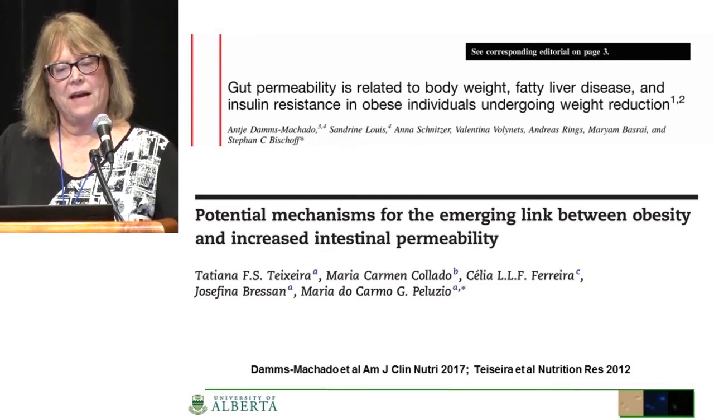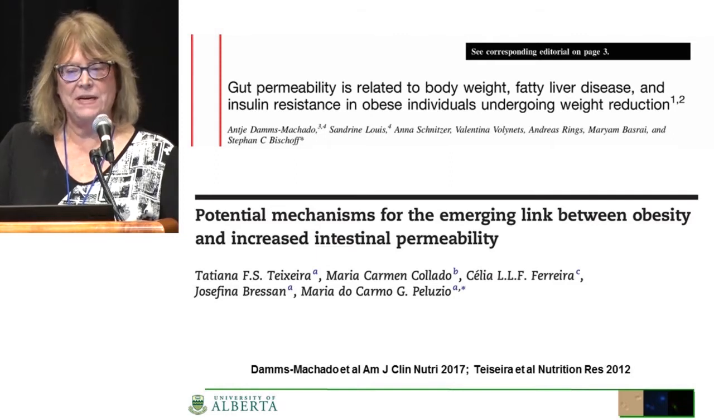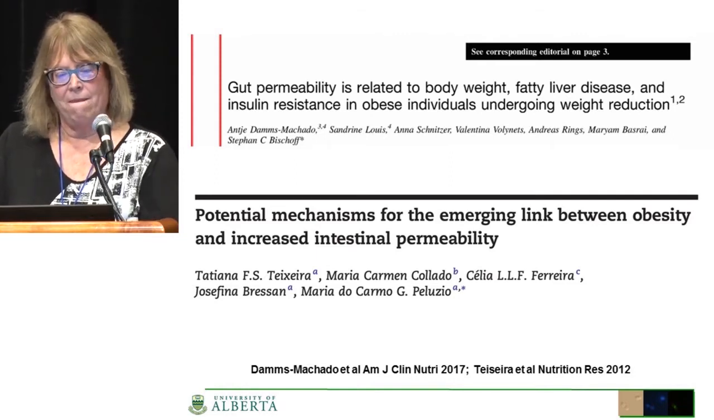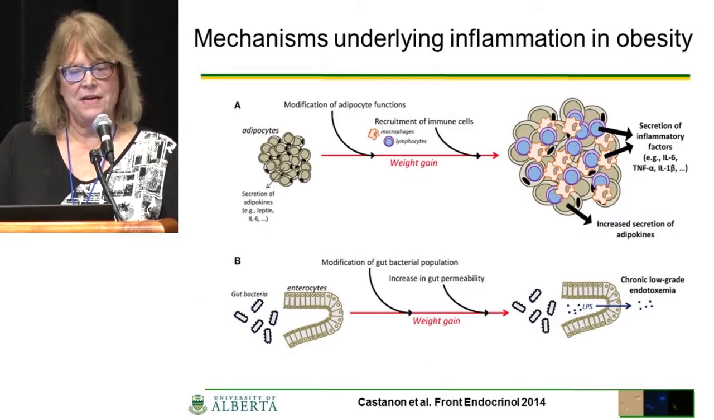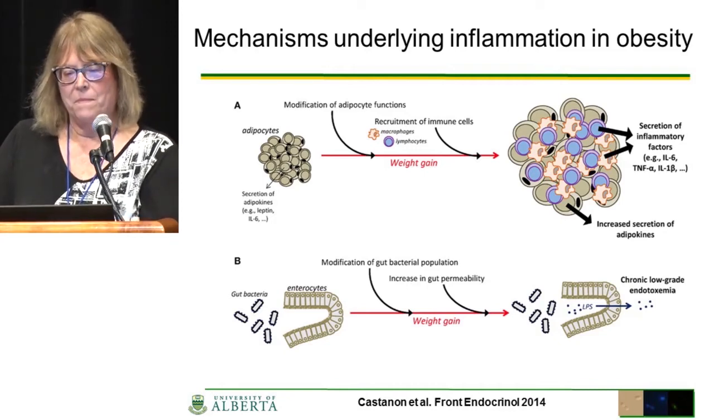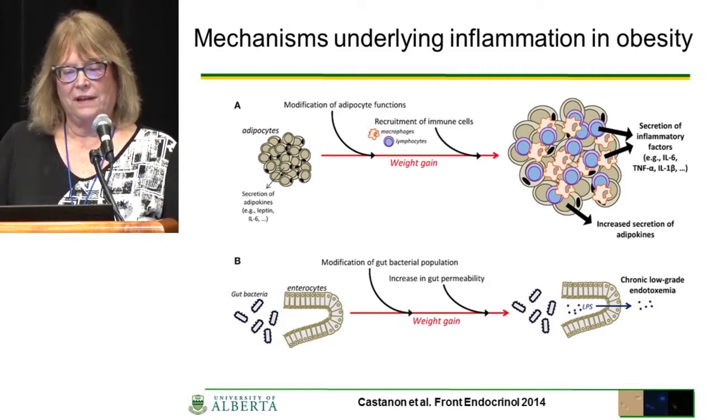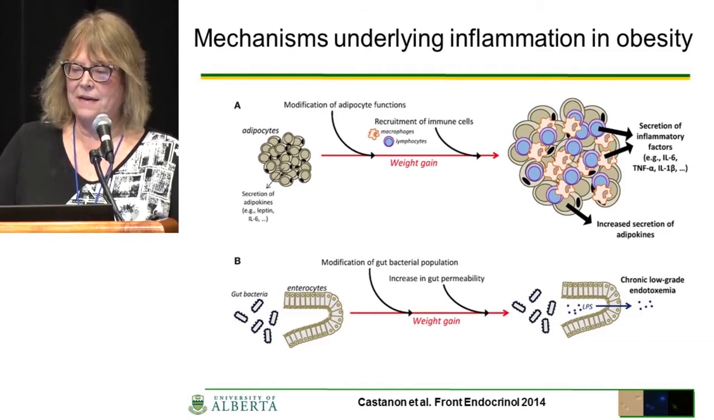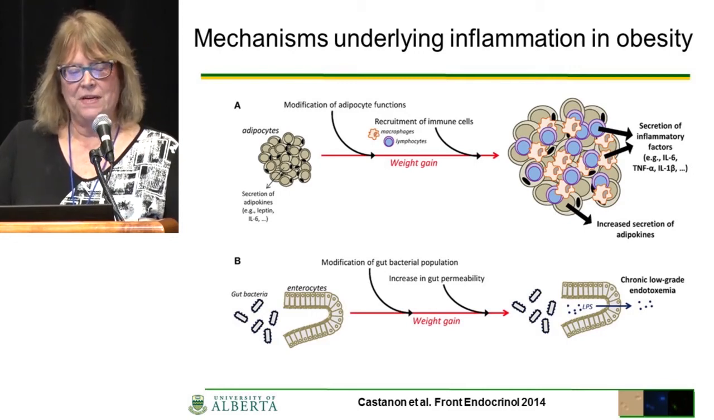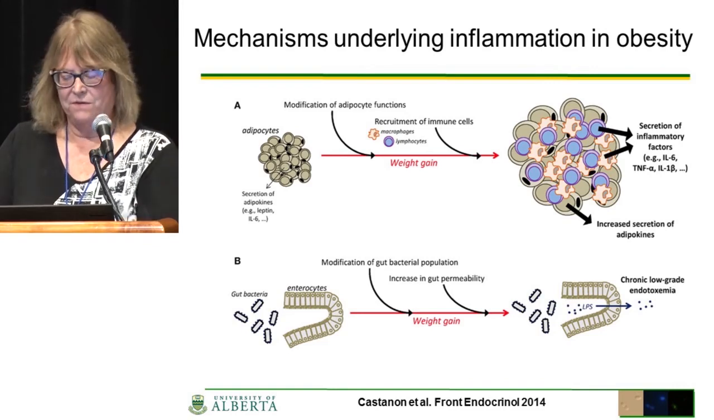Gut permeability is highly related to body weight, fatty liver disease, and insulin resistance in obese individuals, and there is a clear link emerging between obesity and increased intestinal permeability, leading to inflammation, which leads to the problems of insulin resistance. So again, an increase in adipocytes and secretion of adipokines like IL-6 leads to an increase in gut permeability, chronic low-grade endotoxemia, and insulin resistance.